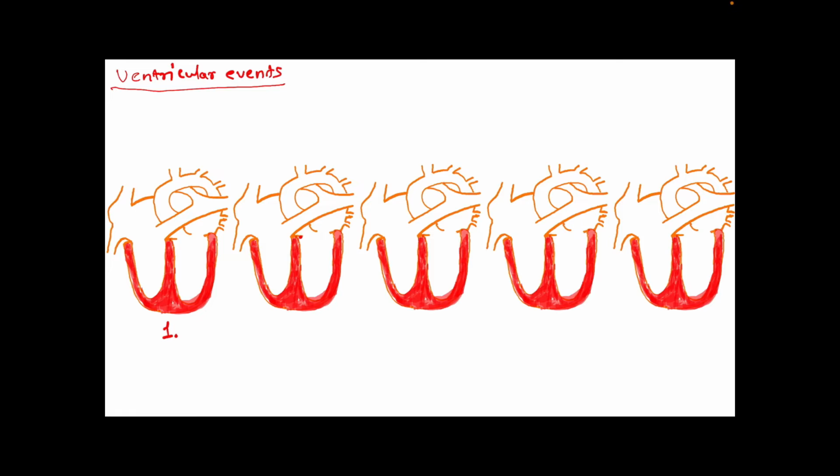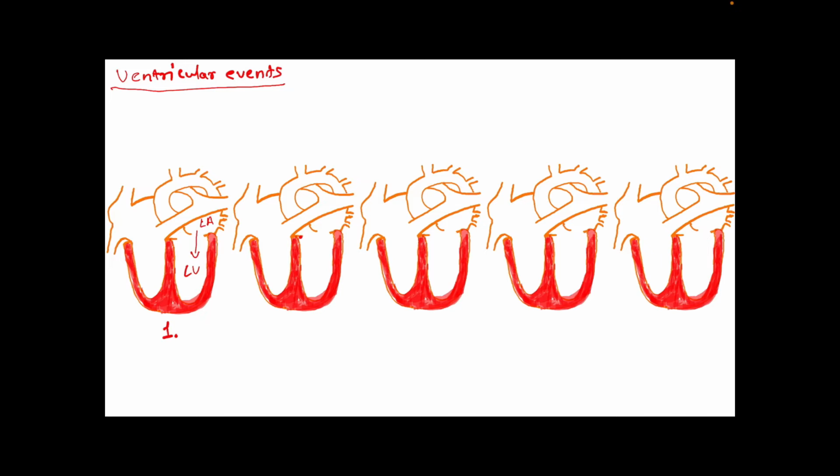Now before this isometric contraction phase, there is the last rapid filling phase, during which the atrial systole occurs. The blood is poured from the left atrium into the left ventricle. So the atrioventricular valves are open in the case of the last rapid filling phase.